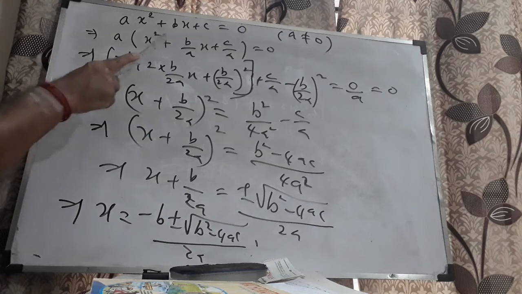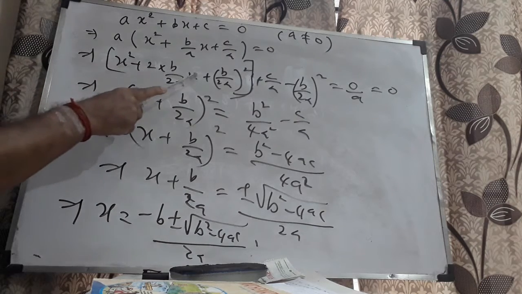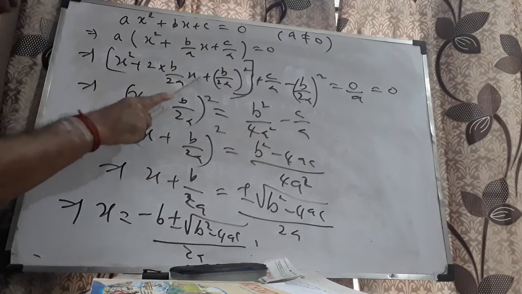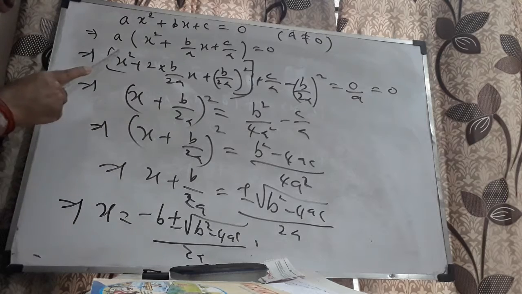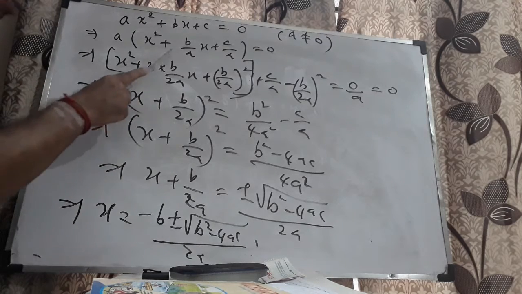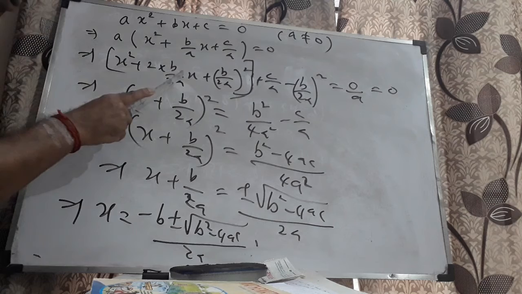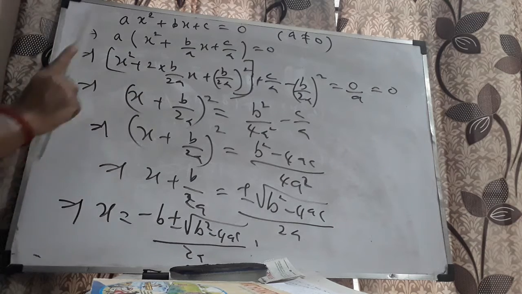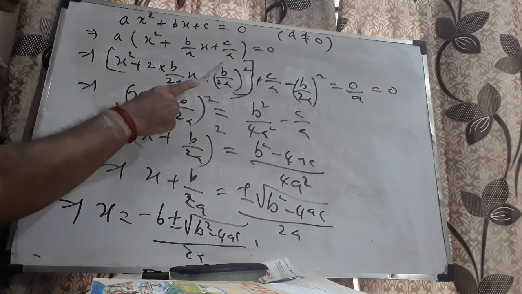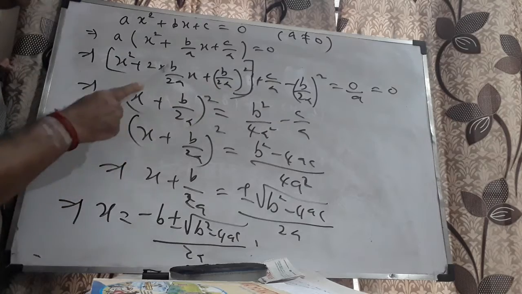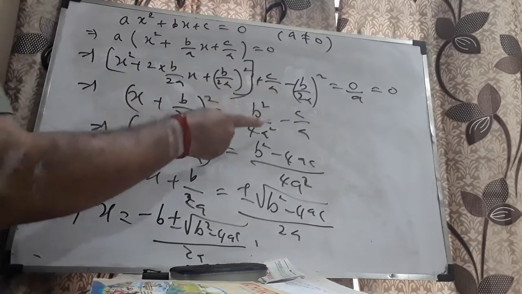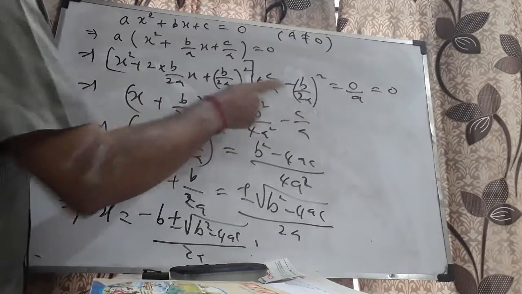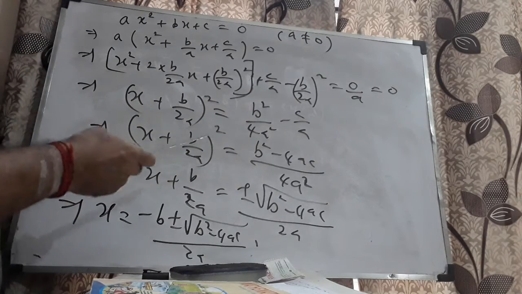Now, the second term can be written as 2 into b by 2a into x. This is of the form a square plus 2ab. Instead of a, I have x. Instead of b, I have b by 2a. a square plus 2ab becomes a perfect square by adding b square. Therefore, I'll add b by 2a the whole square. For the equation to be carried over, I'll subtract b by 2a the whole square. I need it, therefore I do.